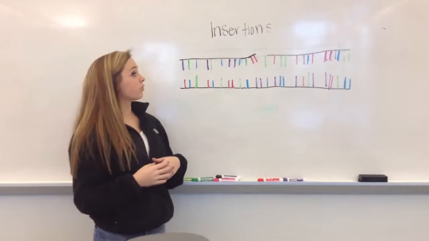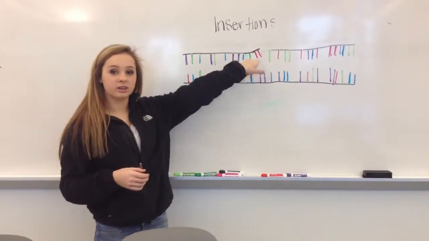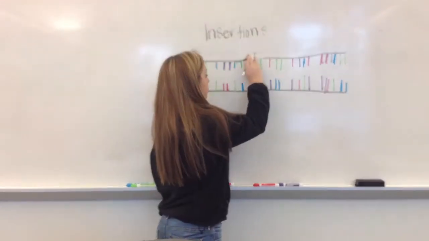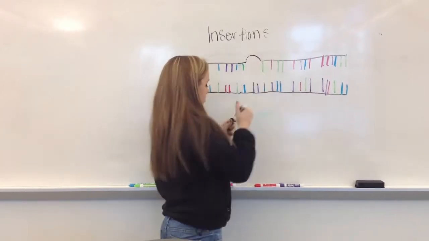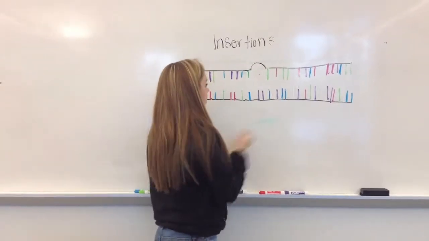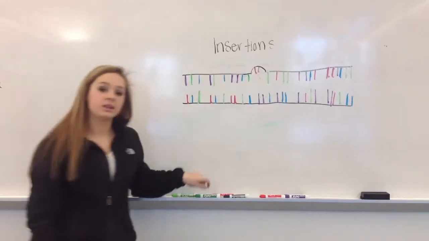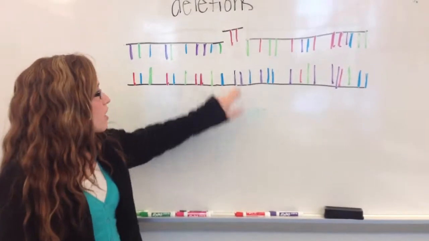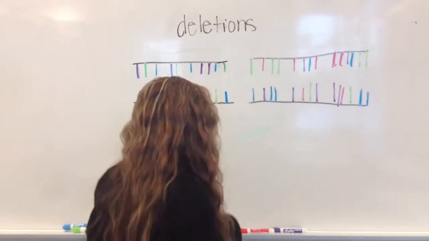Okay, so for this mutation, this is insertion, and this is where there's one break in the DNA strand, and it goes back and is fixed like a loop, like so, and the base pairs are still there. This is deletion, and it breaks in two parts. Then it comes down and makes a bubble at the bottom.